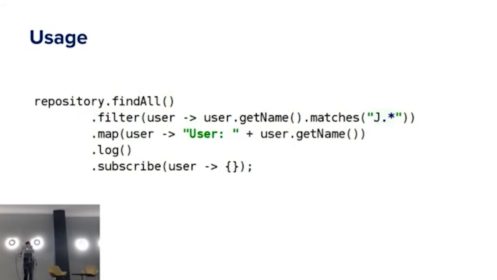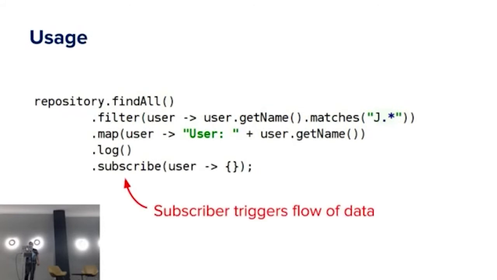And then to actually kick this off, we have to use the subscribe method. And the subscribe method is going to start this chain, right? So until we call subscribe, it's not going to do anything. It's really just a definition. So the subscriber triggers the flow of data, and then one by one, they will filter and trickle down all the way to the log.